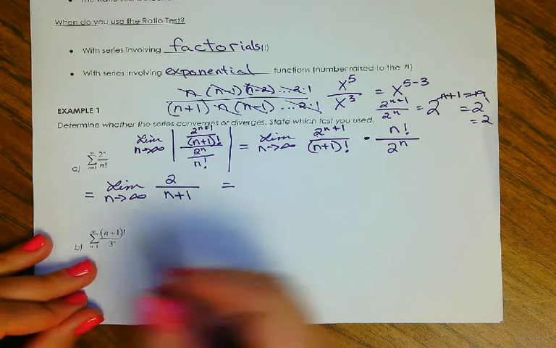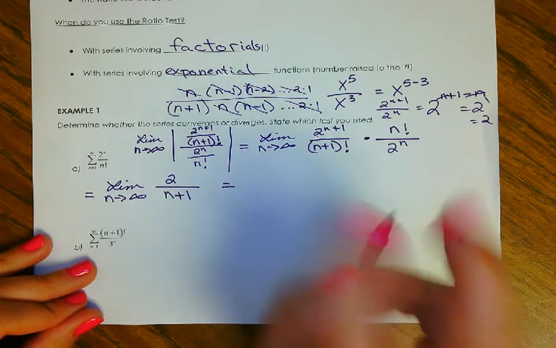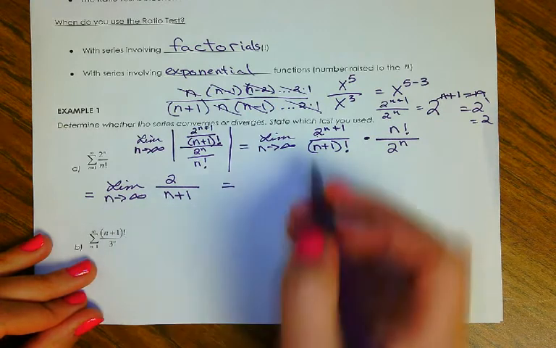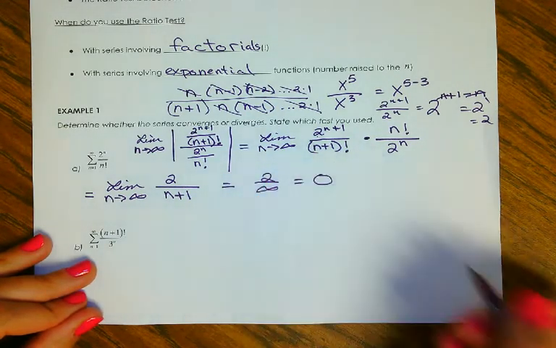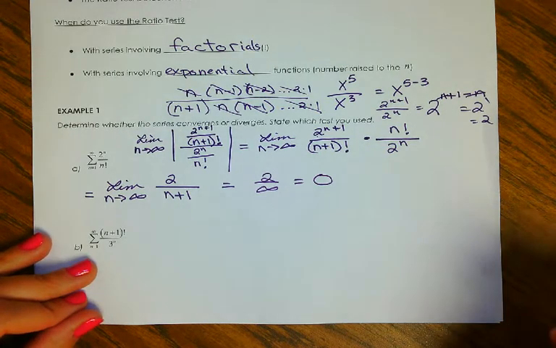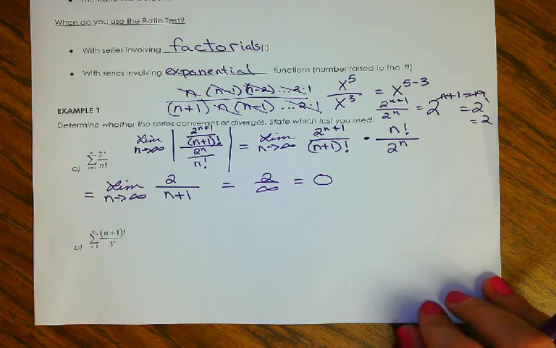You can use your horizontal asymptote rules here. Right? This is bigger on the bottom, so it's going to 0. Or you can kind of plug in infinity there, so you get 2 over infinity, which goes to 0. So either way, by horizontal asymptote rules or by plugging in infinity there, you get that that's 0.